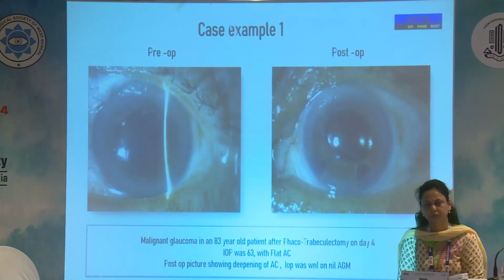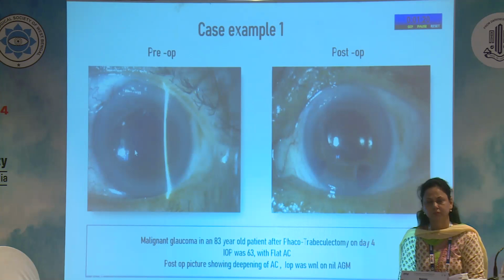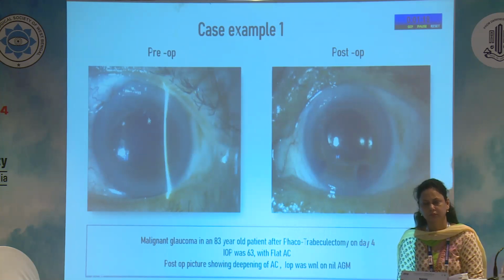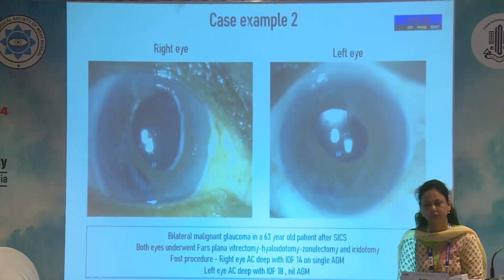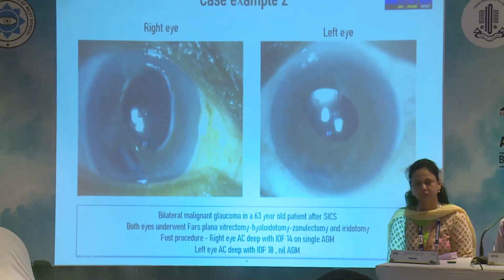This is preoperative. This is one patient, an 83-year-old, who had combined surgery, and the patient's IOP was 63 at the time of presentation, and the patient had a flat anterior chamber. This is postoperatively, showing deepening of the anterior chamber. IOP was within normal limits and the patient was not on any anti-glaucoma medication. This is a bilateral case of malignant glaucoma post SICS, and both eyes underwent this surgery. The right eye AC is deep with IOP of 14, and the patient is on a single anti-glaucoma medication.